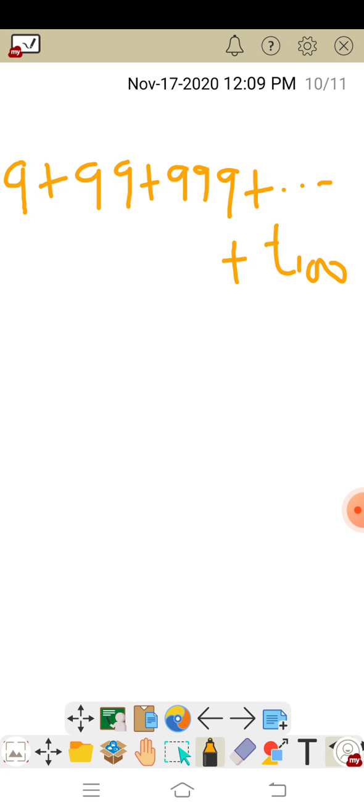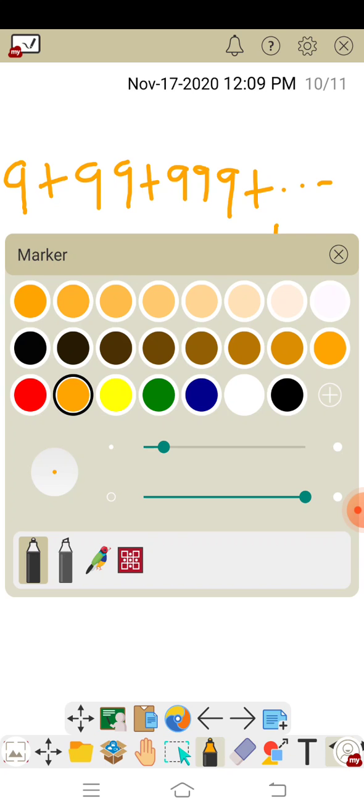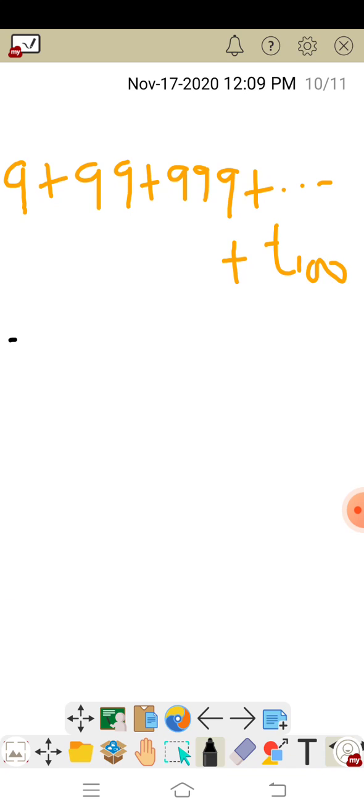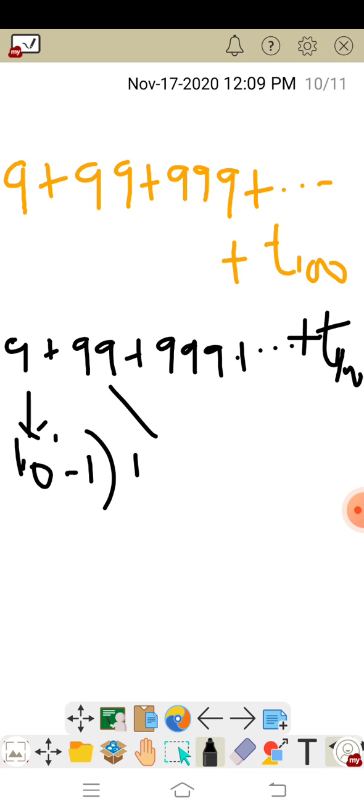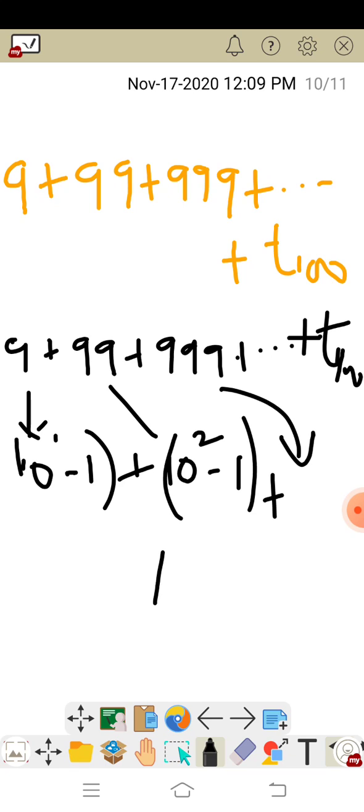How do we get a geometric progression? Let's see. Very simple. You have a question like this, now listen: 9 plus 99 plus 999 plus and so on, t100. Now I can write 9 as 10 minus 1, that is 10^1 - 1. And again, plus 99 I can write as 10^2 - 1. Again 999 I can write as 10^3 - 1, plus and so on, up to 100 terms, right?